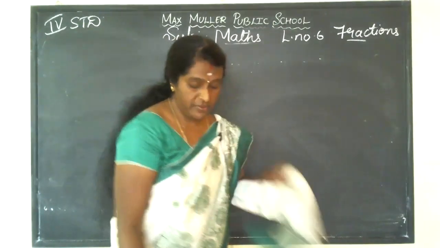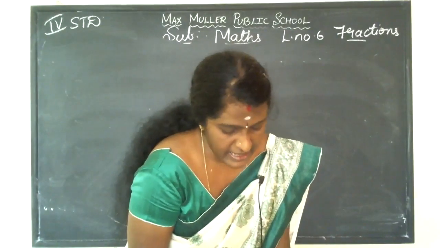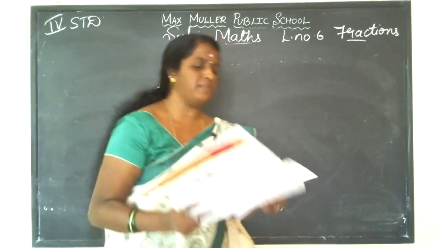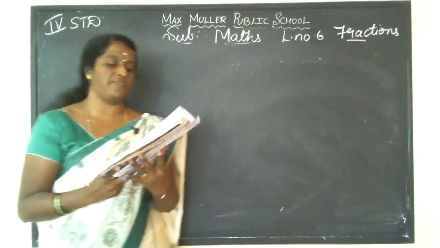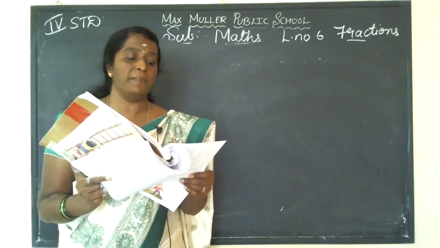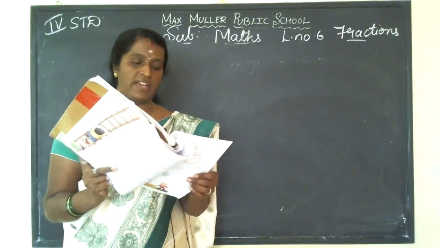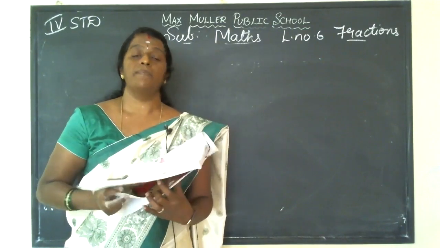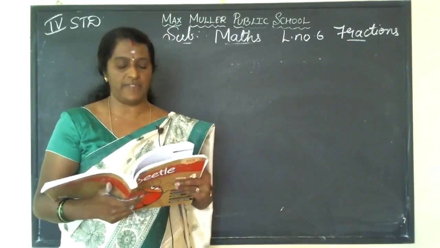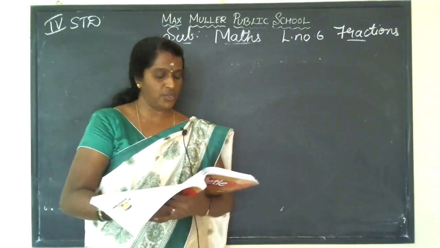Yes, addition we did. Next, the second method is also there, children. How should you do? Change the mixed fraction into improper fraction and add the numerators. Change the improper fraction into mixed fraction. See here, mixed fraction to improper fraction to mixed fraction. Okay, children?